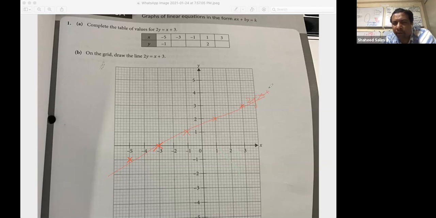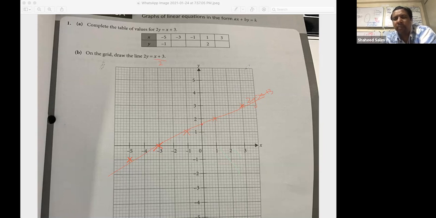Now, why do you need to label? Because sometimes you got few graphs on the same graph paper. Then your teacher don't know which one is which. So this is your graph. Now, let us see. It cuts the y-axis at what? 1.5 maybe. So now when x is 0, let us see, 1.5. How do we know 1.5? When you divide this 3 by 2, it is 1.5. That's why it cuts at the 1.5 here. Okay? You get it?